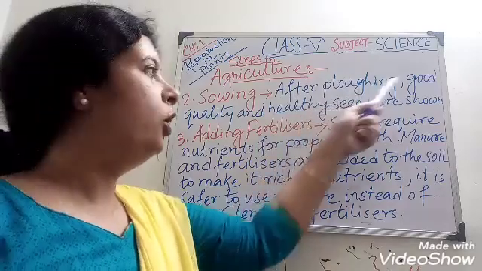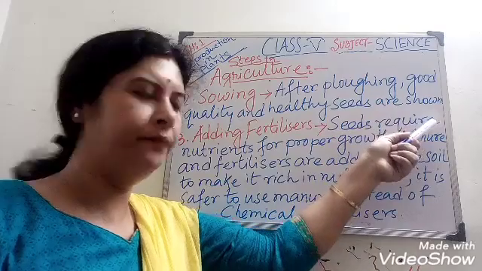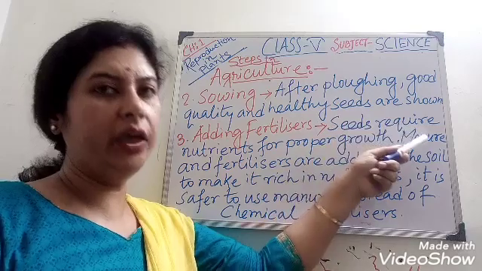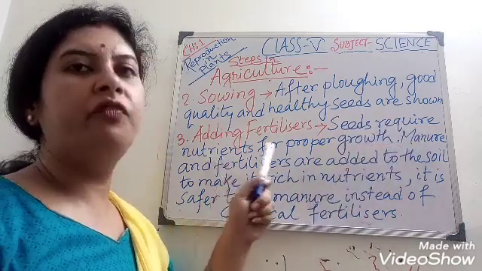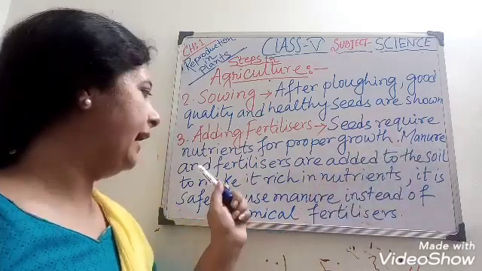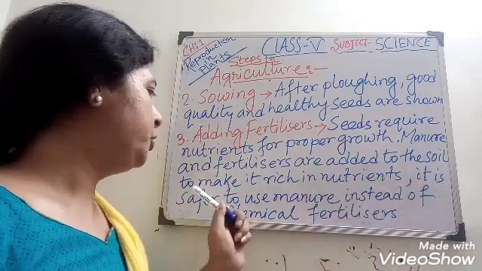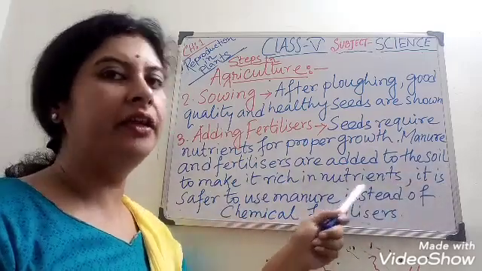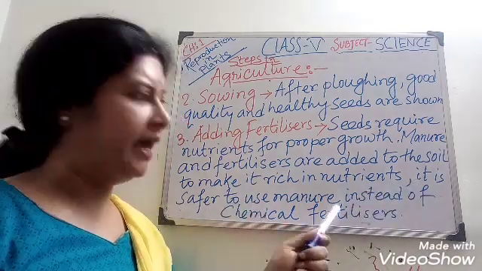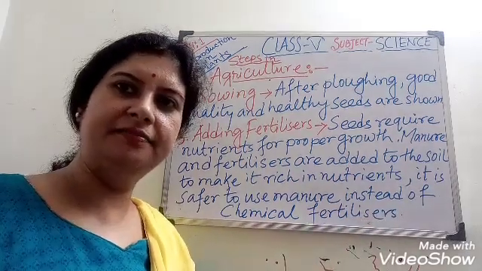Number 2, sowing. After ploughing, good quality and healthy seeds are sown. Number 3, adding fertilizers. Seeds require nutrients for proper growth. Manure and fertilizers are added to the soil to make it rich in nutrients. It is safer to use manure instead of chemical fertilizers.